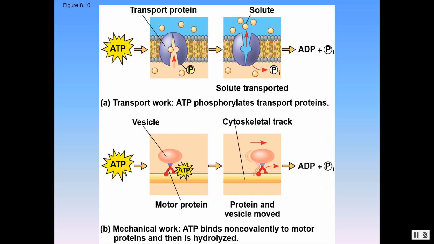So what does ATP do for us? It helps with transport work, it helps with mechanical work, right? It's the little burst of sun energy. It looks like a sun. It's a little burst of energy that allows the cell to do what it needs to do.